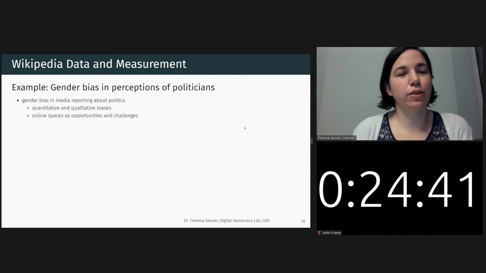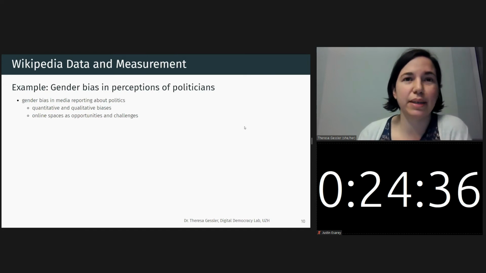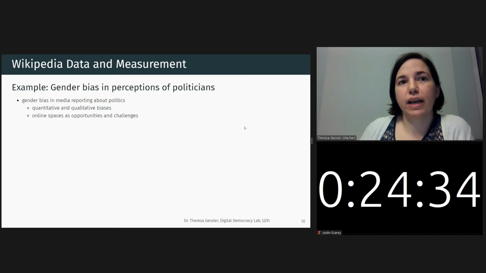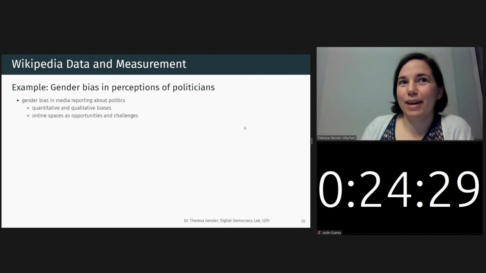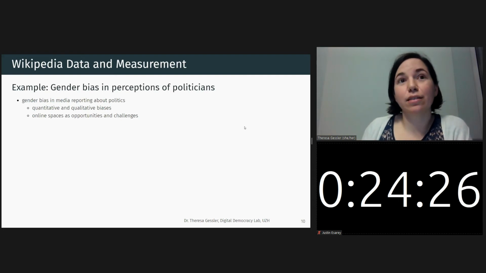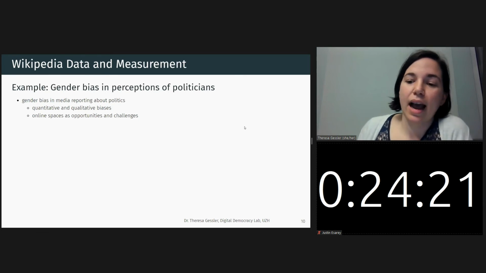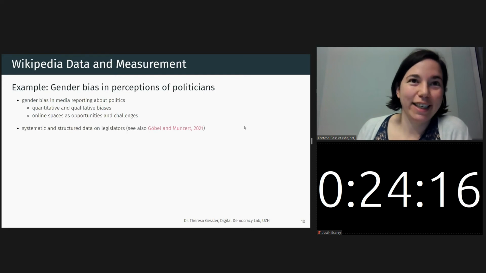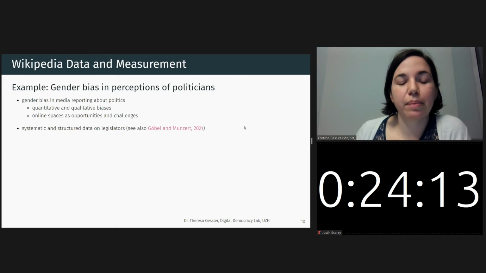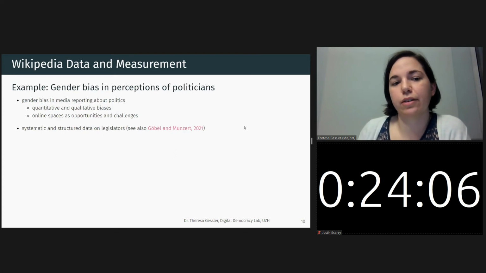For a long time, there was a lot of hope that online spaces, where things like networks with journalists matter a bit less, might be a good opportunity to overcome these biases. However, we've also seen examples of a backlash against women online. So I think it's an interesting space to study how gender in politics is developing. It's also a very convenient example for me because there's a lot of systematic and structured data on legislators on Wikipedia available that researchers interested in this type of question can draw on.